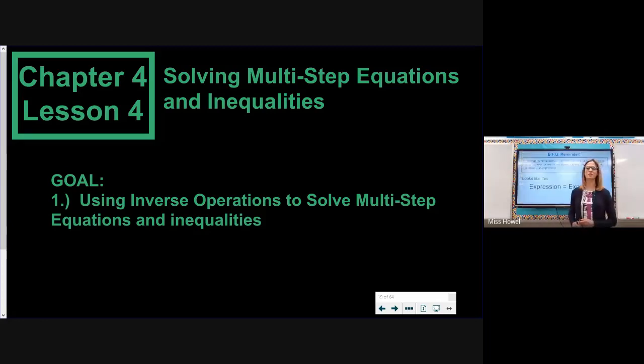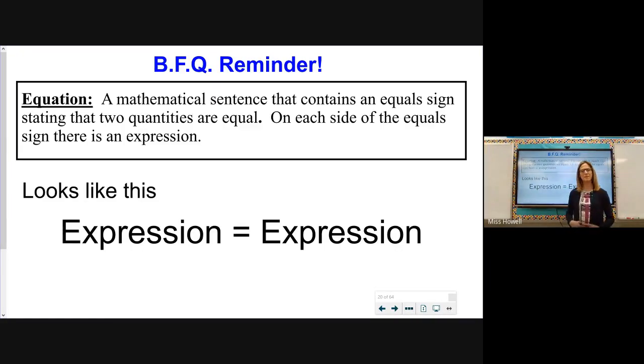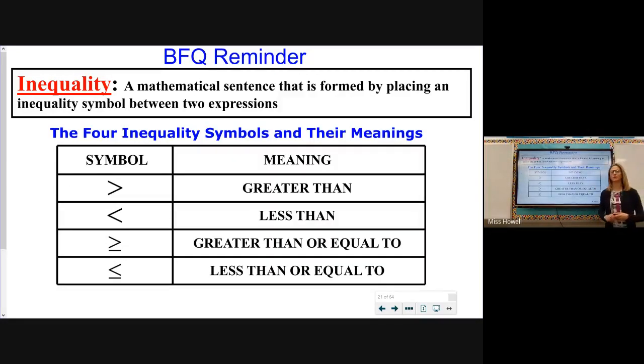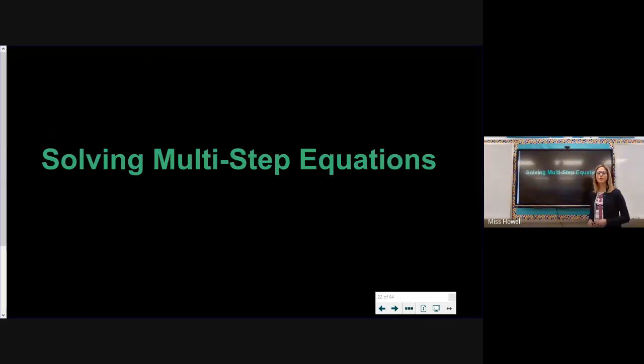So at this point, I should understand that an equation is a mathematical problem that has an expression, then an equal sign, and an expression. That's the type of problem we're going to be solving today. Over the next few days, we'll also add in our multi-step inequalities, which are in the format of expression, one of our four inequality signs, expression.